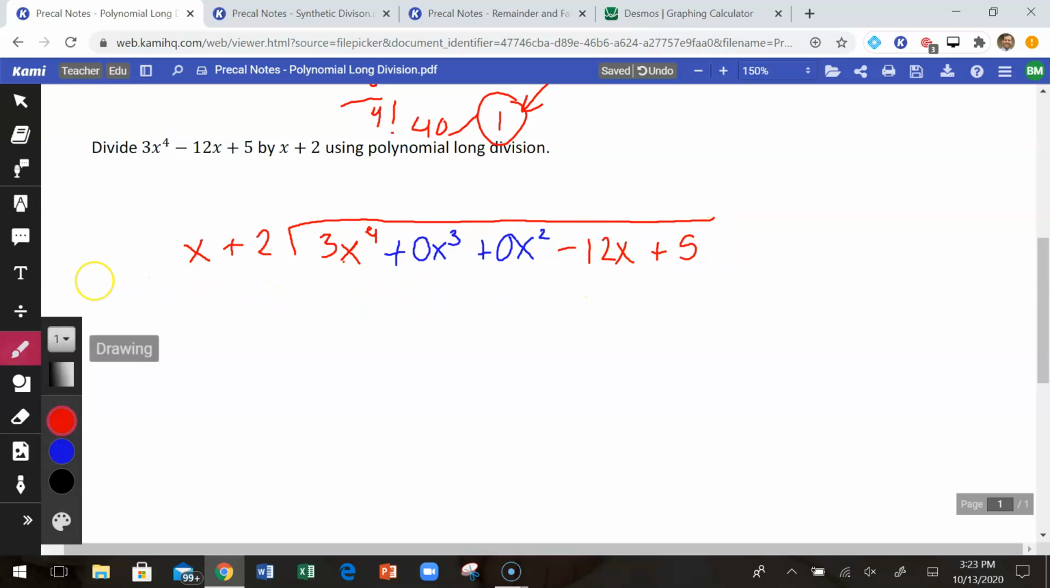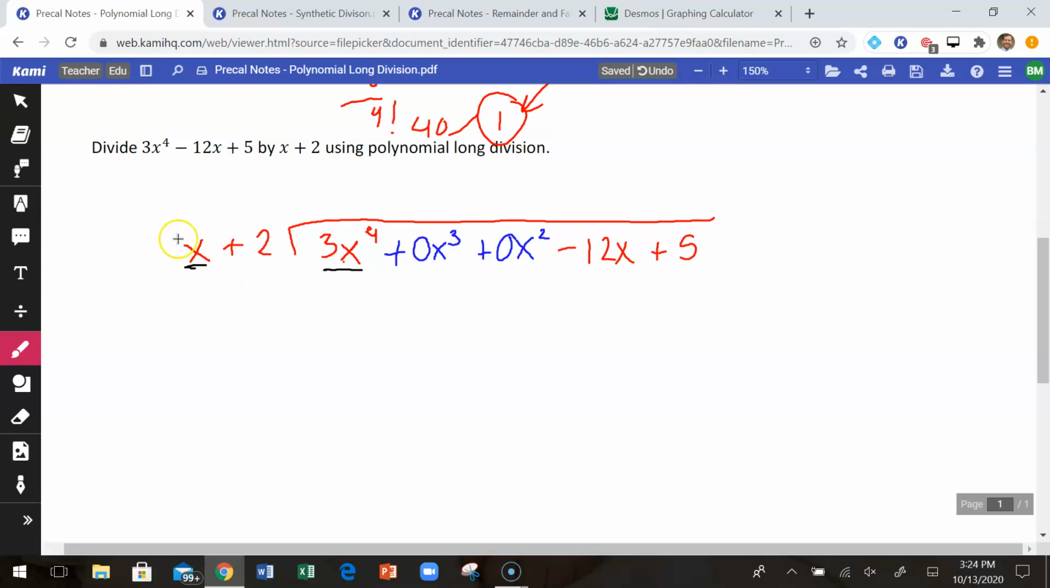All right. Then what do we do? We look at the first term of each polynomial. And we're going to say, what do I need to multiply this by? Basically, how many times does this go into this? All right? Same as with long division with numbers. What do I need to multiply x by to get 3x to the 4th? And that's 3x cubed. And I'm going to write that over top of the cubed term.